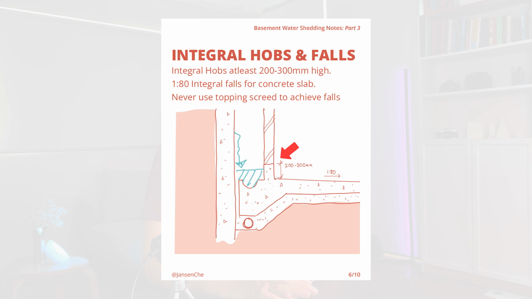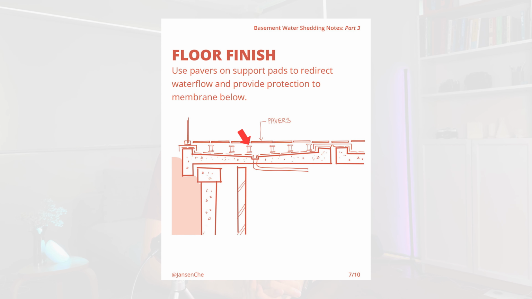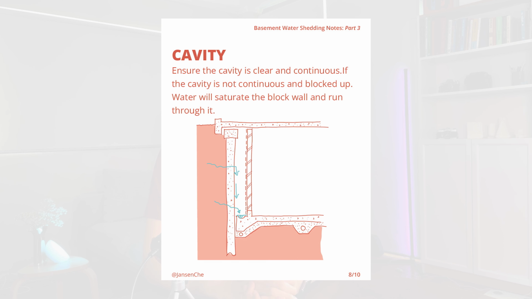Have integral hobs of at least 200-300mm high. Use integral falls to concrete slabs. Using topping screed to achieve falls is not ideal. External floor finishes. Use pavers on support pads to redirect water flow and provide protection to the water membrane. And lastly, cavities. Ensure that the cavity is always clear and continuous. If the cavity is not continuous and blocked up, water will saturate the block wall and run through it.